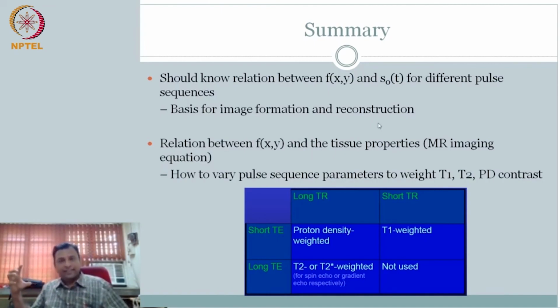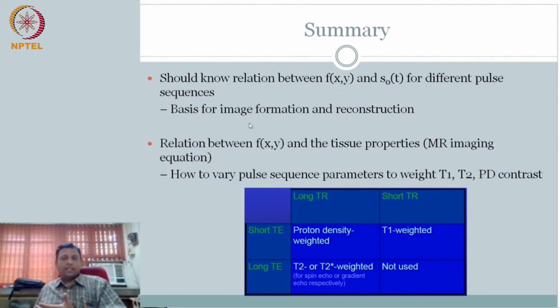Last but not the least, you should understand this very important concept of the signal that you are measuring, S of t, right? It is very counterintuitive. I'm saying S of t, we are always trained to think about a time domain signal. It turns out S of t here that you are measuring, or S0 of t, which is your demodulated signal, is actually measuring the Fourier transform of the signal. So the more time you allow, the more frequency content you capture. You can think about it that way. So you are actually capturing the Fourier transform of the object. F of xy is your object. You are measuring the Fourier transform of the object when you are measuring S0 of t.